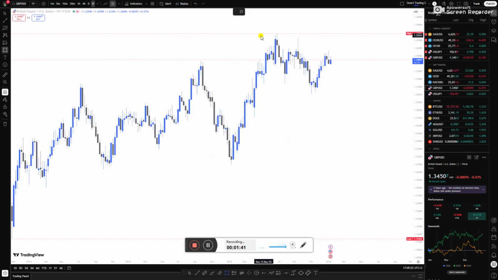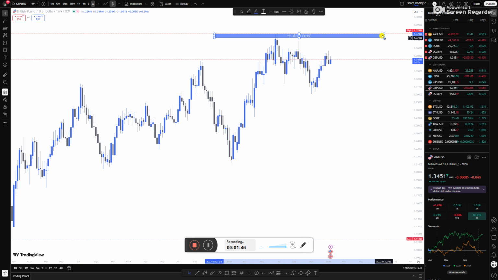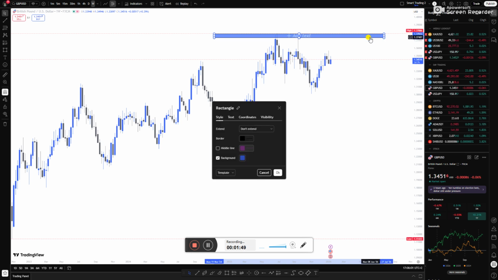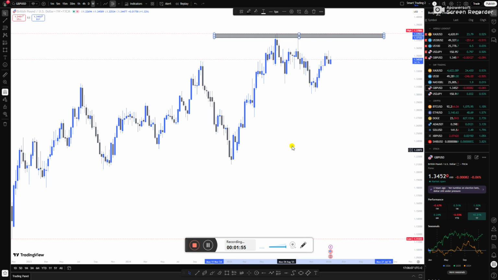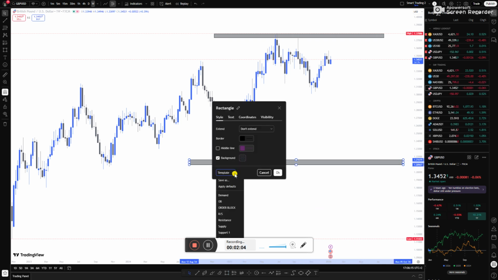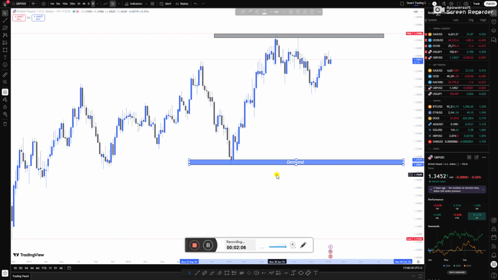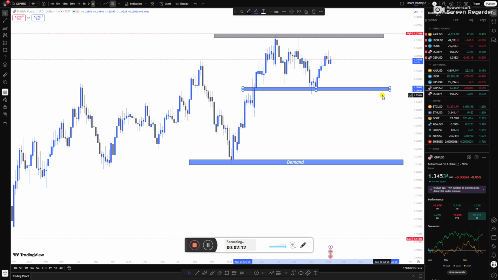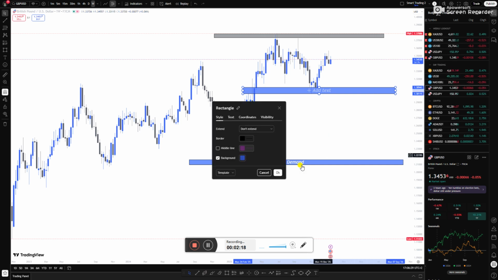So without any waste of time, let's just mark our significant levels right over here. What are we having right over here? We have supply. Let's just name it, supply, right? And we all can agree over here we have demand, right? I'll put our demand over here, and we're also gonna put our support over here because we're on our weekly time frame, right? So just gonna mark our support over here.